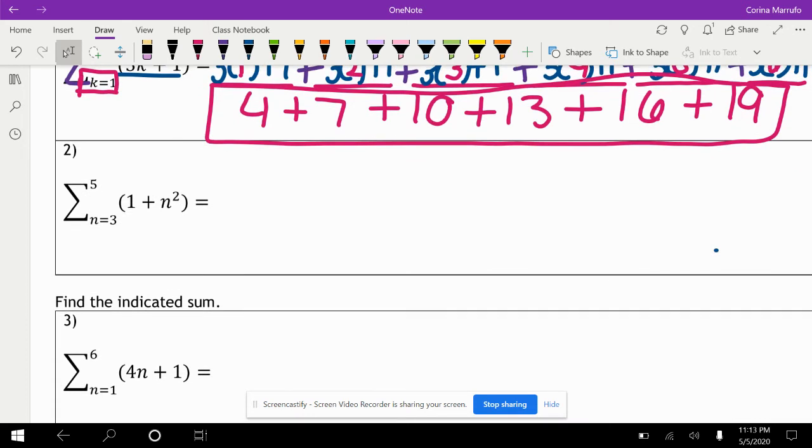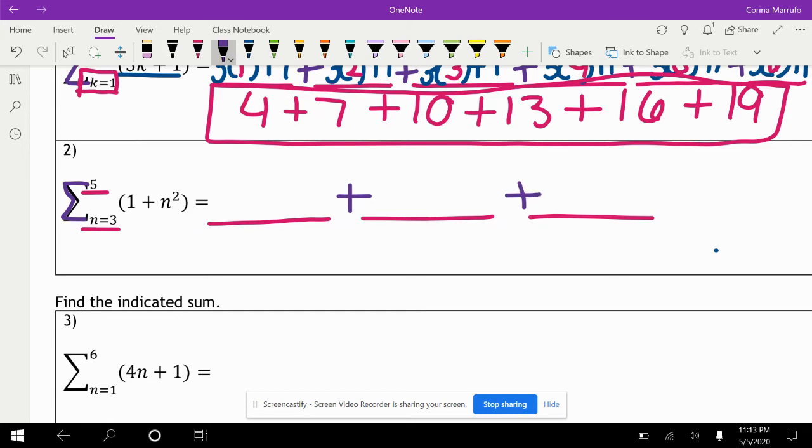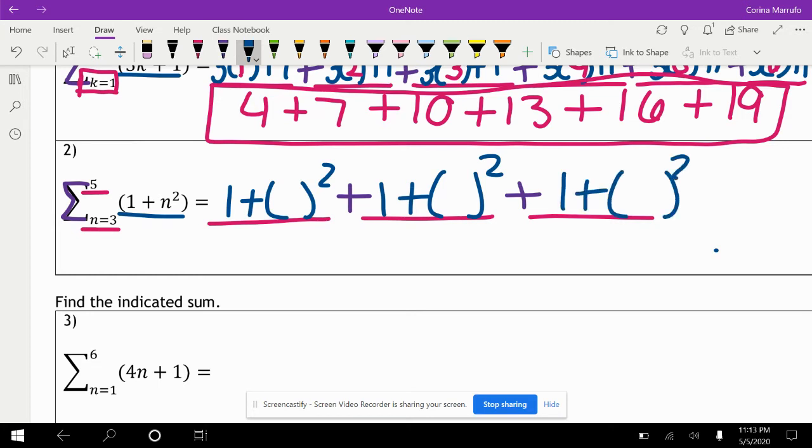All right, let's try the next one. This time n equals 3, so they want us to start at 3 and end at 5. So 3, 4, and 5. There are only 3 terms in this series. Remember, the sigma means we're adding them together. Then we take our function rule, 1 plus n squared, and notice how I leave a blank for n. In that n, they want us to start at 3 and end at 5. So 3, 4, and 5.